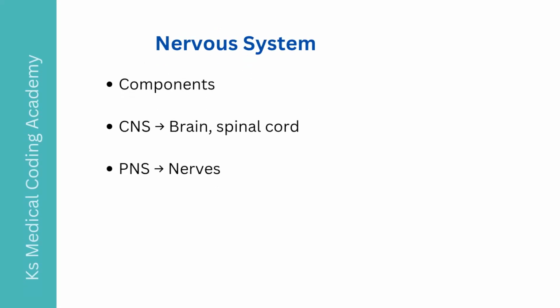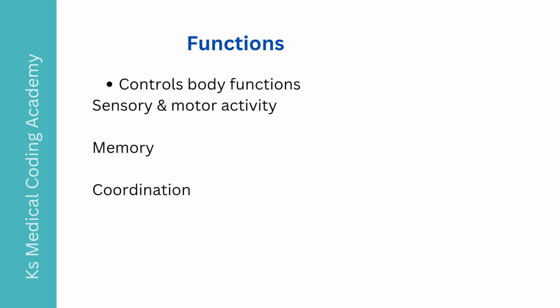Nervous system. Components. The nervous system includes the brain, spinal cord, and peripheral nerves. It controls all bodily functions and responses. Functions. The system is responsible for sensation, movement, memory, and coordination. Damage here affects the entire body.